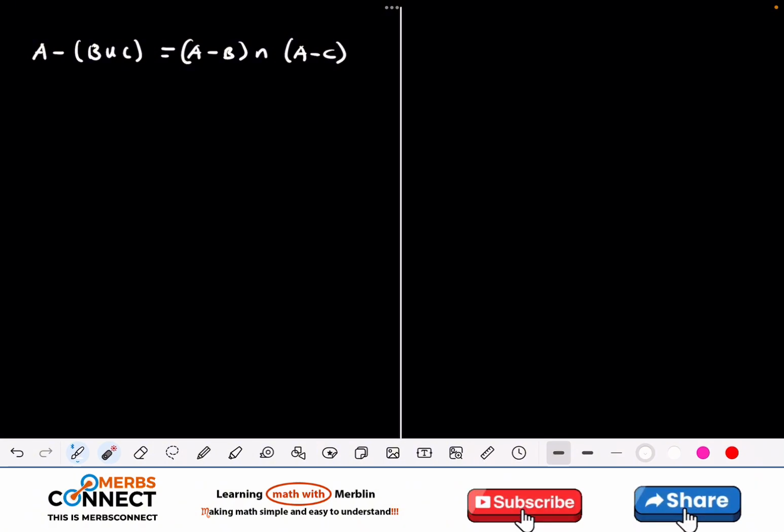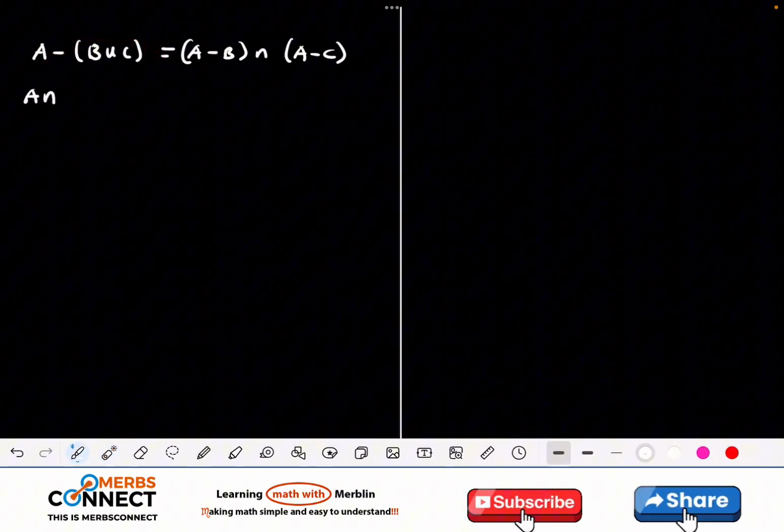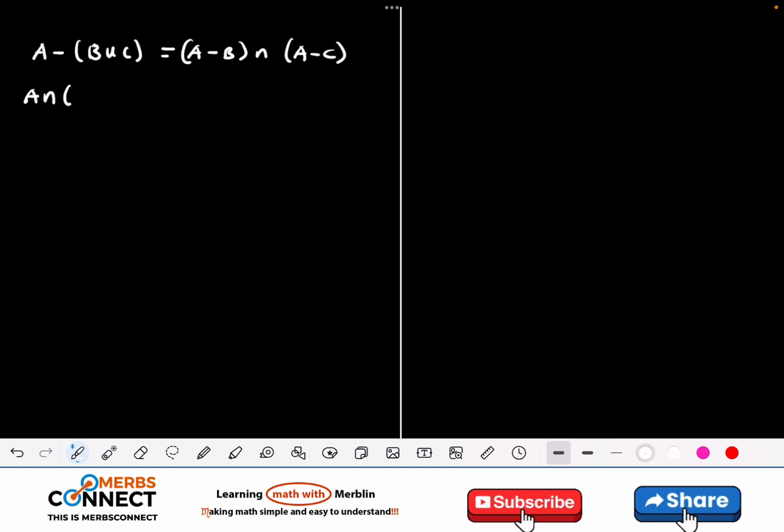Let's go through. So first, we need to make sure we change all the difference, right? This difference here is affecting the whole bracket. So it means that here we are going to have A intersect. We said when you are changing the difference, you use intersect. B union C complement. So this is how we are going to get it. And this is going to be A intersect. The minus here affects only B. The minus here affects only C. So we are going to have intersect B complement and then A intersect C complement. So this is the first step.